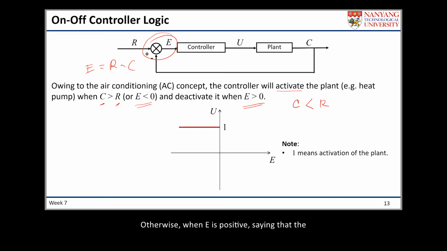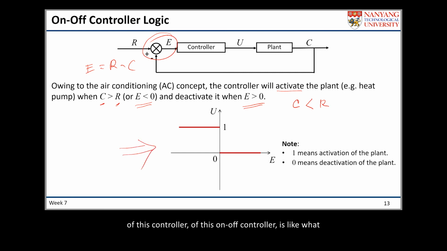Otherwise, when E is positive, saying that the room temperature is colder than the setting temperature, the controller will shut down the heat pump. And in mathematical way, I say 0. 0 means shut down the heat pump. So in mathematical representation, the logic of this on-off controller is like you see in this graph, right?